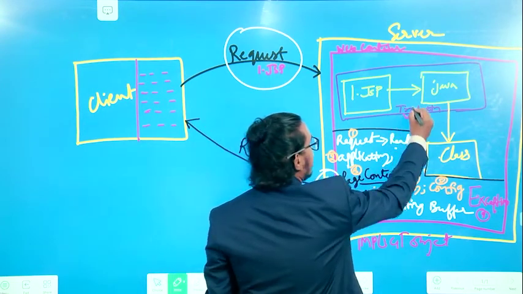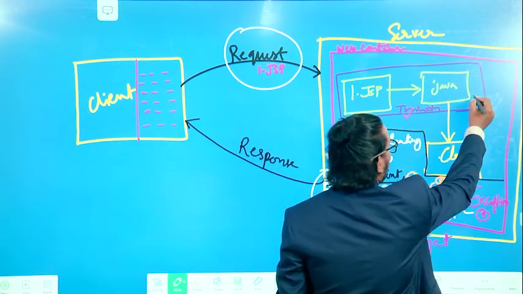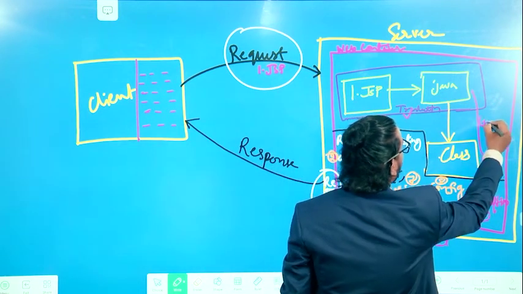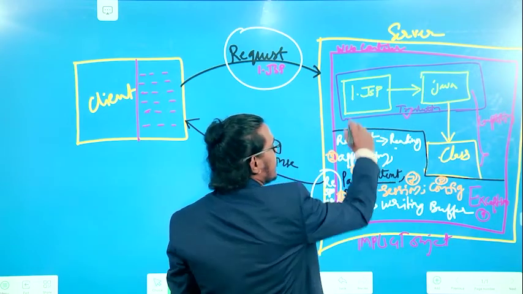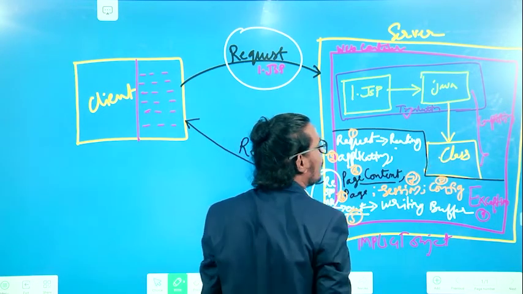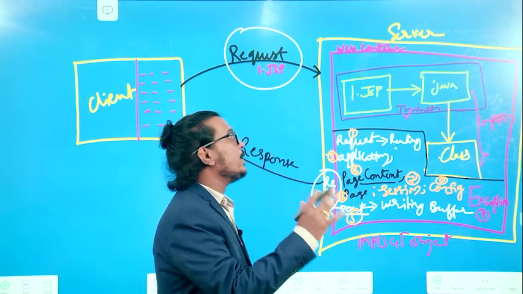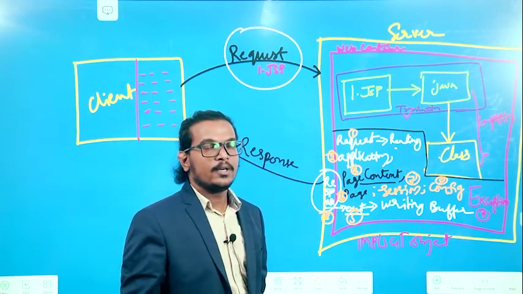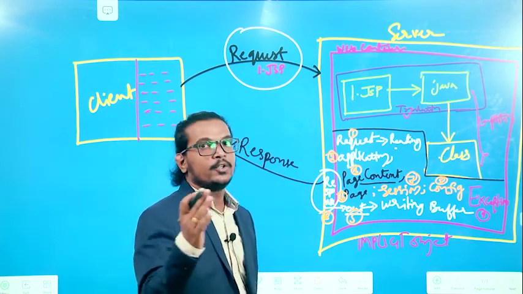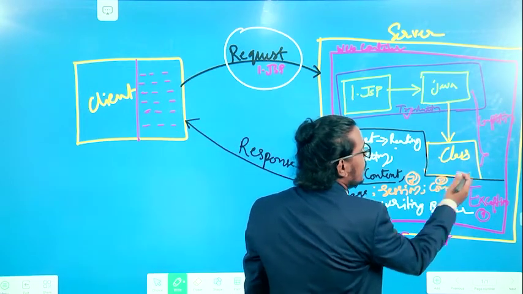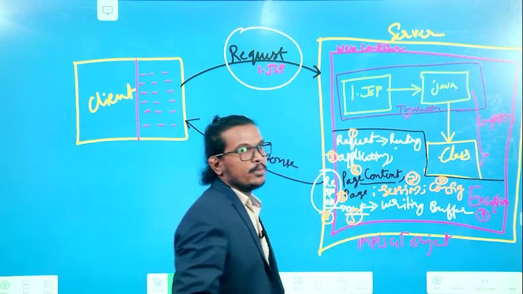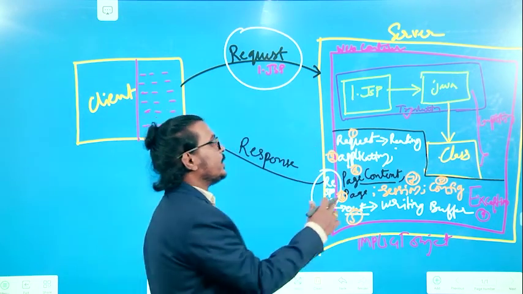First one is the translation phase. Second one is the compilation phase. Once your translation is over, it will enter into the compilation phase. It will convert the .java file into the .class file. Once your .class file creation is done, now we are entering into the execution part.